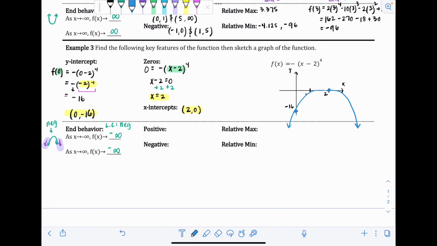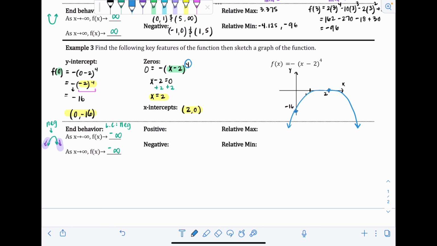Like that. And then this happened naturally because we only had the one x-intercept, so I had to go down from both sides of it, left and right side. But if we think back to multiplicity, the factor x minus 2 was being raised to the fourth power, which is an even number.